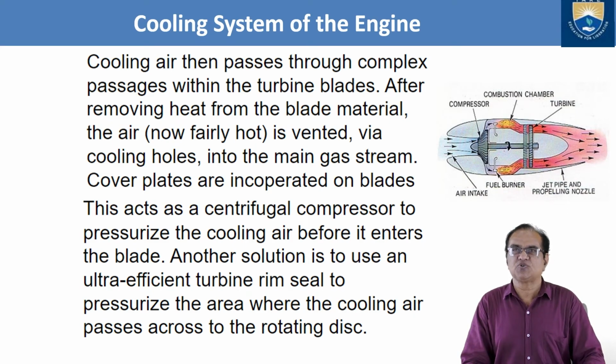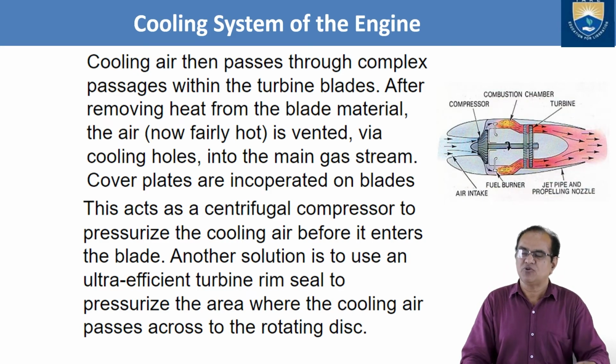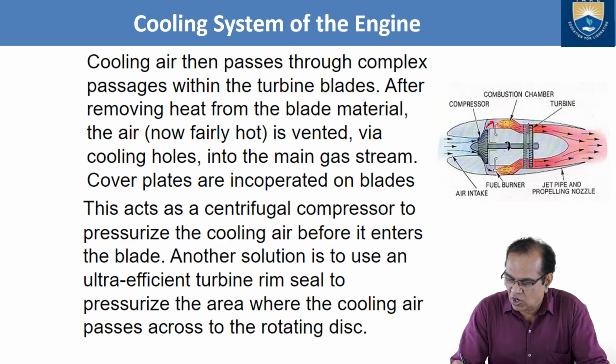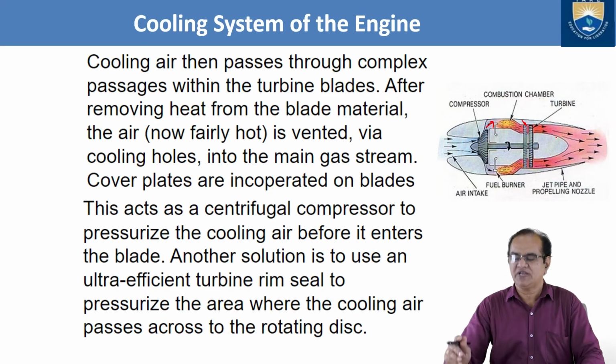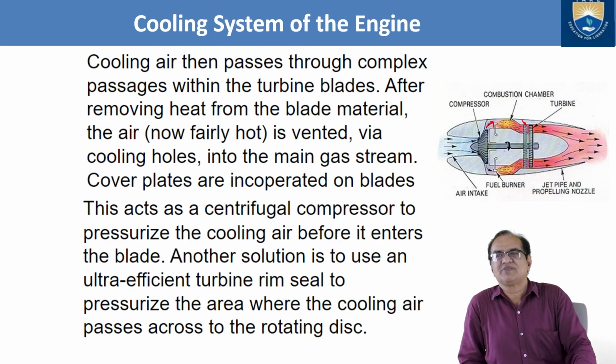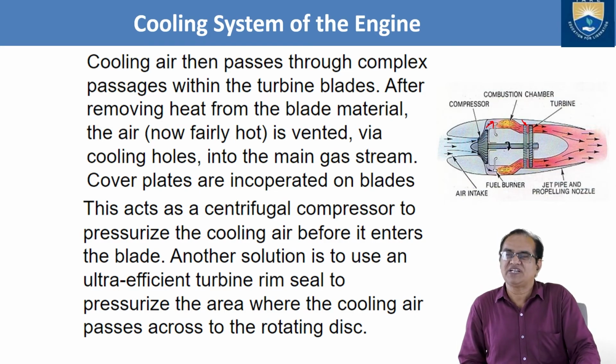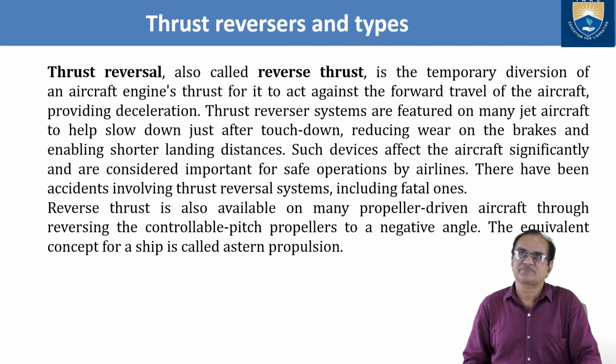Another solution is to use an ultra-efficient turbine rim seal to pressurize the area where the cooling air passes across the rotating disc. So you can see that air is entering, and some part of it is going to cool this turbine. That is the purpose of the cooling system of the engine. This turbine has to be cooled for the efficient operation of the engine.